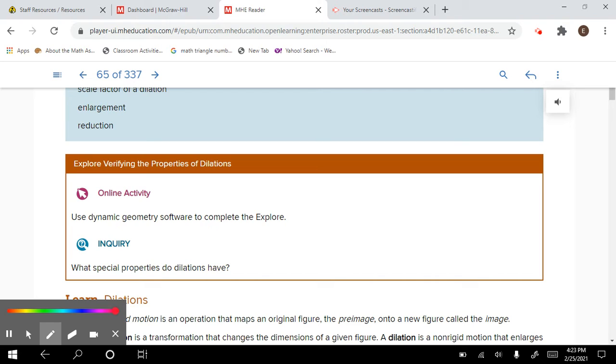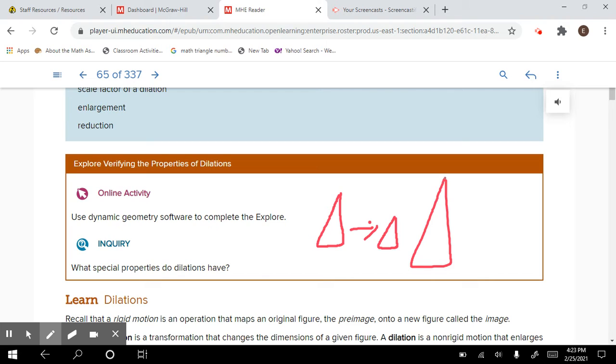If I draw like a triangle, and then it would either be a smaller triangle or a larger one. But it would basically have the same angles, but not the same side lengths. The only thing that you need to keep in mind is that everything has to be proportional when it comes to a dilation.